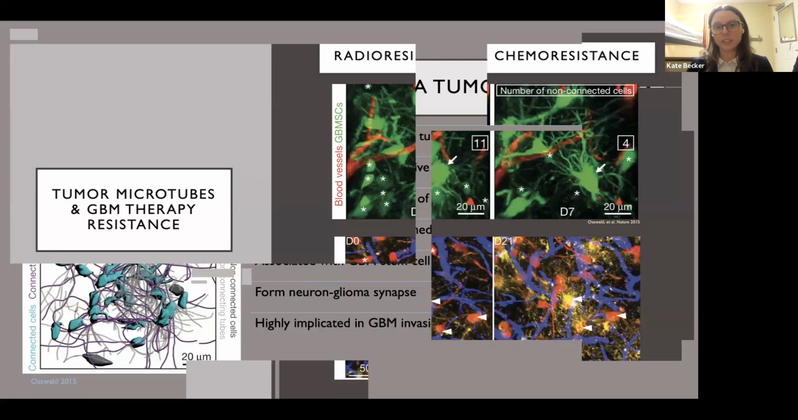After 7 days of radiation, the starred cells are significantly diminished, whereas the arrowed cell is very much so reinforced and still alive. The same can be said for temozolomide treatment. On the bottom here, on the left panel, starred cells are not connected to the network, whereas arrowed cells are. After 21 days of temozolomide treatment, we see no starred unconnected cells left and strong reinforcement of the connected cells.